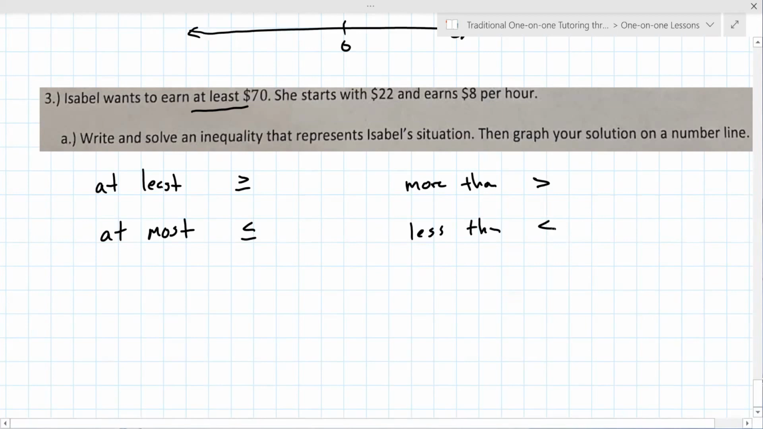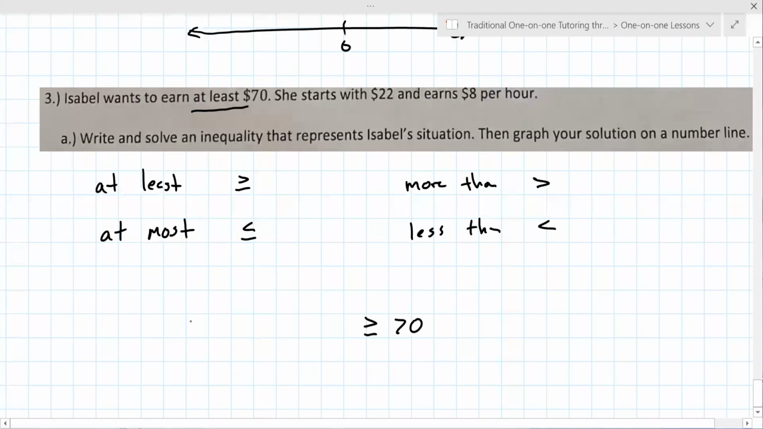So there was a time in a class, or at some point, you converted sentences into equations. It was like a number plus 3 equals 5. It's the same thing here. You have to know that the words correspond to these symbols. And if you can't do that, then you're going to really struggle. So that's why I'm writing it out like this, so that you see that. So Isabel wants to earn at least $70. This symbol right here is read as at least, and that's $70.